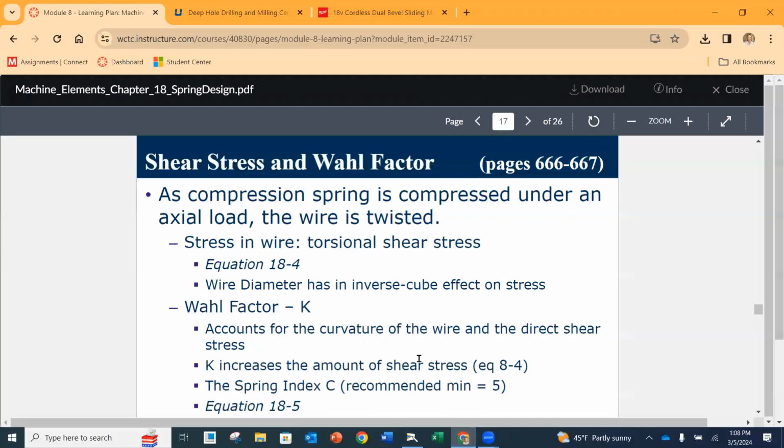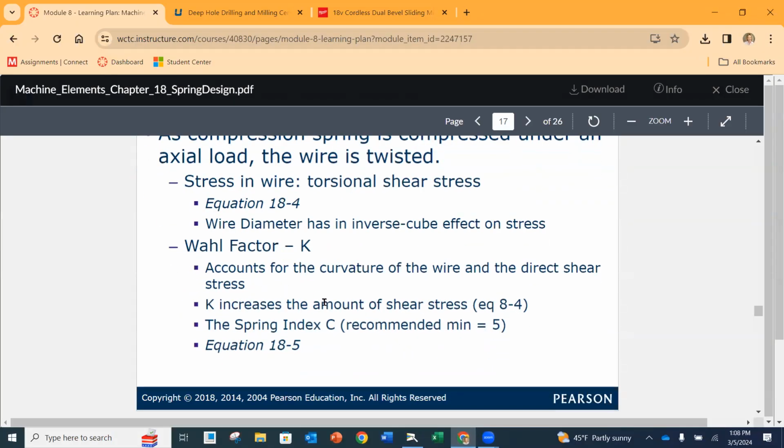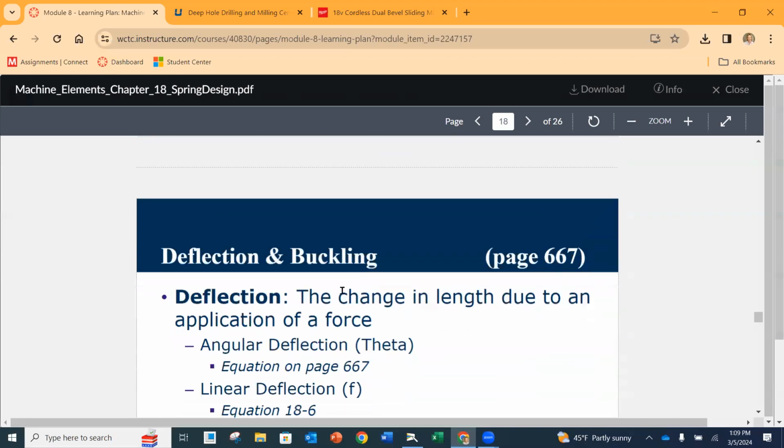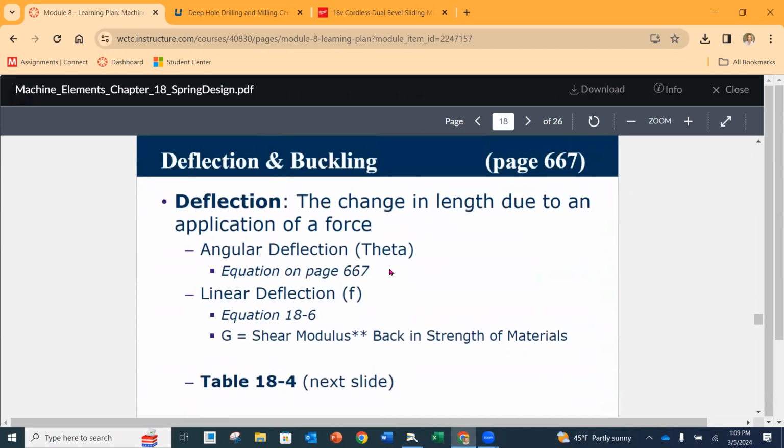Let's look. So we talked about the wall factor. K increases the amount of shear stress, and then the spring index is recommended to be a minimum of 5, looking at that equation. Now, deflection.